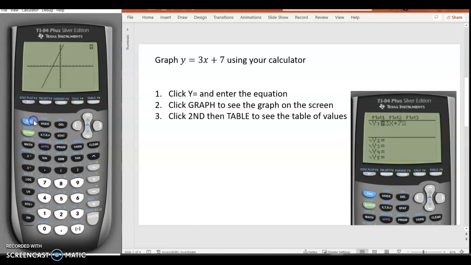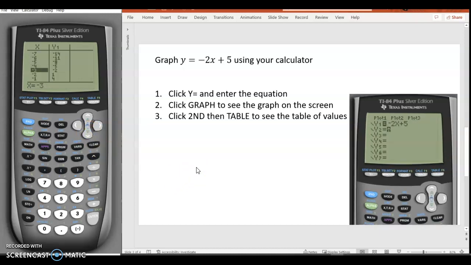If you click second and then table, it'll show you the table of values for the points that are on your line. Let's try another line. Let's try graphing negative 2x plus 5.